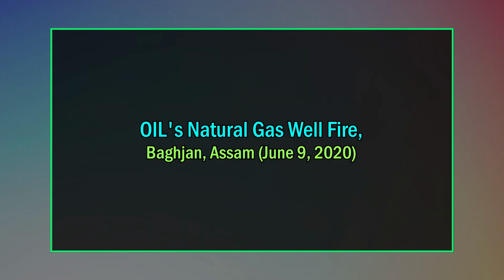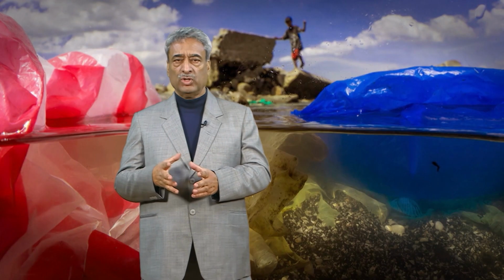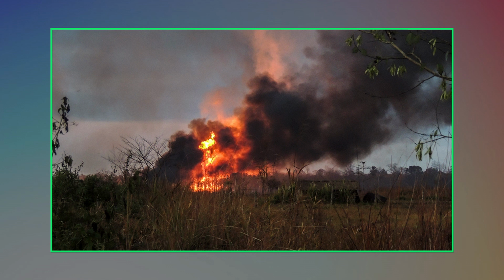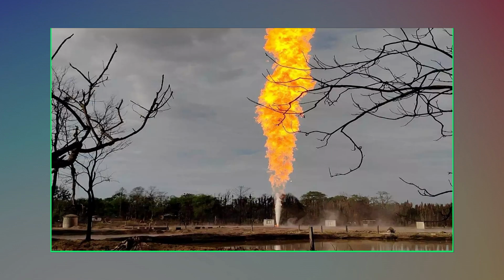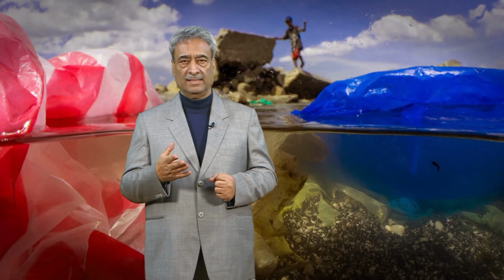OIL's natural gas well fire, Bhagjan, Assam, June 9, 2020. A natural gas well owned by Oil India Limited turned into an inferno in Bhagjan, Assam, next to Dibru Saikhowa National Park on June 9, 2020. The well had been continuously spewing out gas, undergoing a blowout since May 27 in Tinsukia district. 5 people died due to the gas leak in the area.